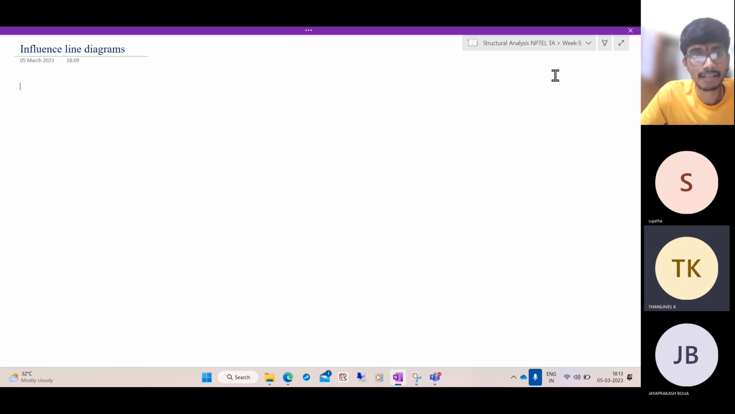Today, we'll be looking at the concept of influence line diagrams for determining the maximum internal force that could be generated in a beam due to moving loads.